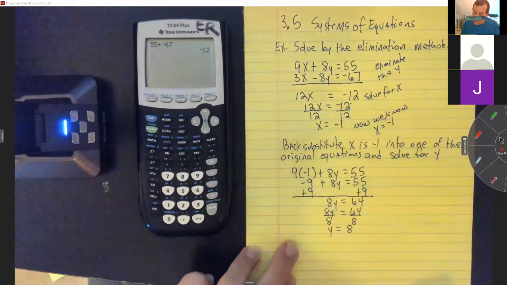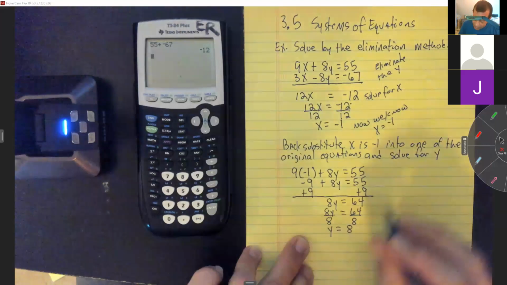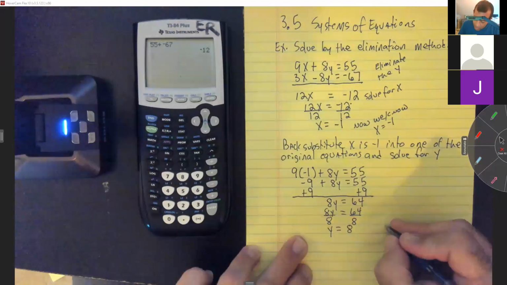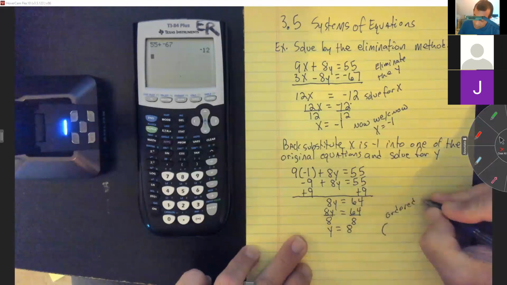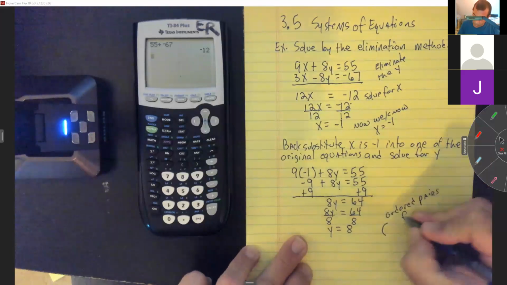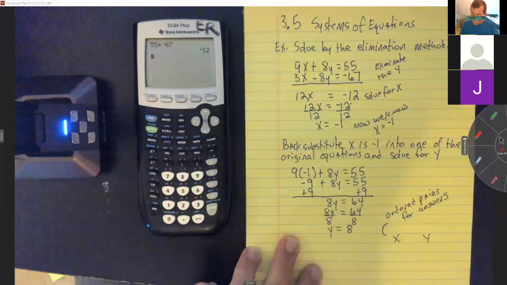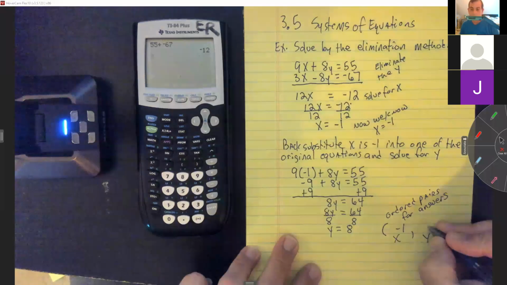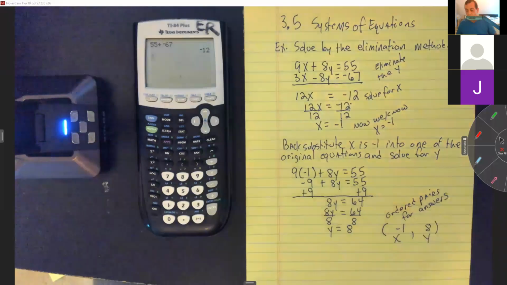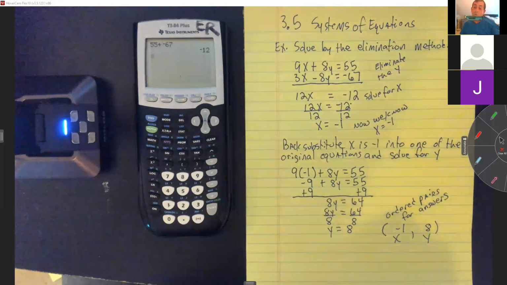So we know the y, we know the x. So our answers have to be in ordered pairs. And you got to put them in order, your x and then your y. So my x was negative 1, and then my y was 8. So when you got 2 variables, they go in order. When you got 3, we'll have what we call an ordered triple, and that'll have an x, a y, and a z.